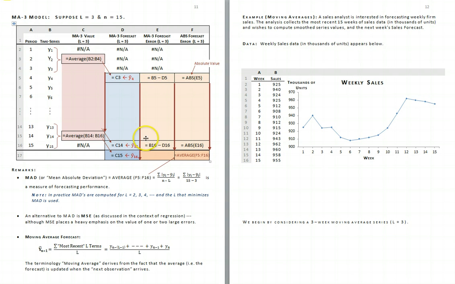Following this pattern down column E, the last period with an actual series value is period 15, so that's the last period with an MA3 forecast error, again computed as actual value minus forecast value.